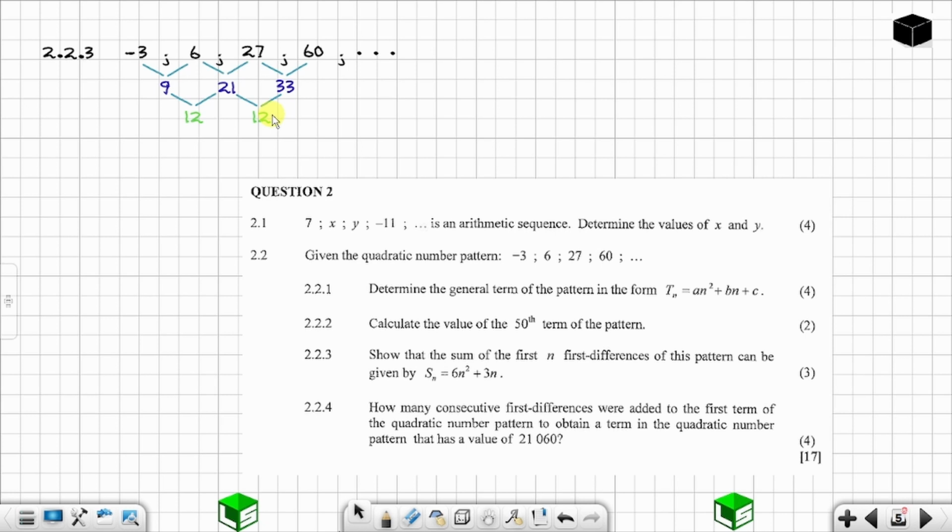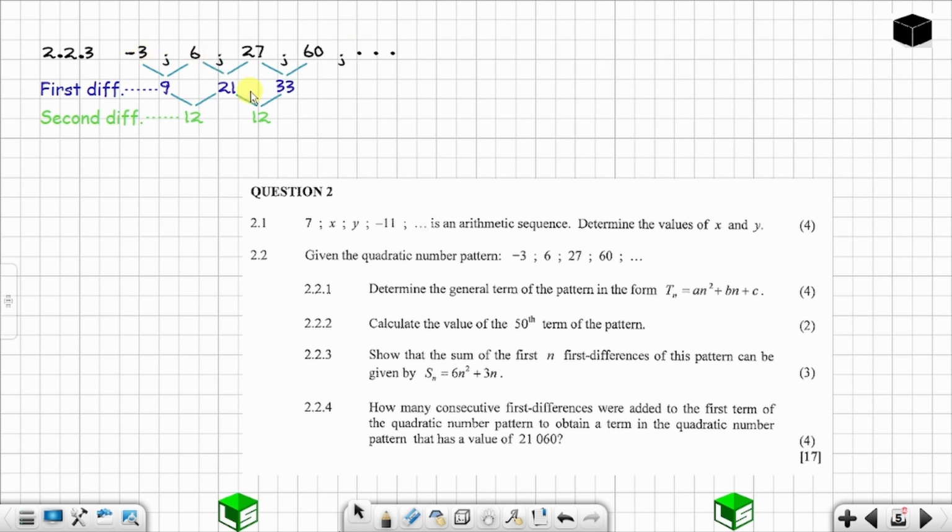So the question is to show that the sum of these first differences can be given by Sn is equal to 6n squared plus 3n. To get the sum of these first differences, you have to use this. Okay, we are going to see that. So this is our first differences, and this is our second differences. I hope you understand that. So this is a quadratic sequence or a quadratic number pattern.